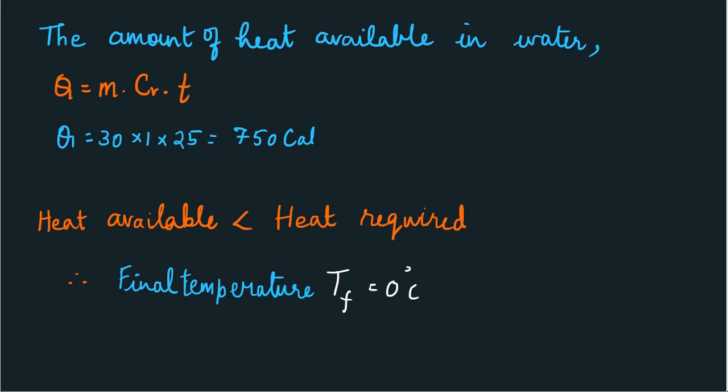Whenever the heat available is lesser than the heat required for any such question, your final temperature at equilibrium will be 0 degrees Celsius, always. So the final temperature of the system at thermal equilibrium will be 0 degrees Celsius. This is an important thing that you have to note. If you just remember that when the heat available is less than the heat required, then T_F will be 0 degrees Celsius.